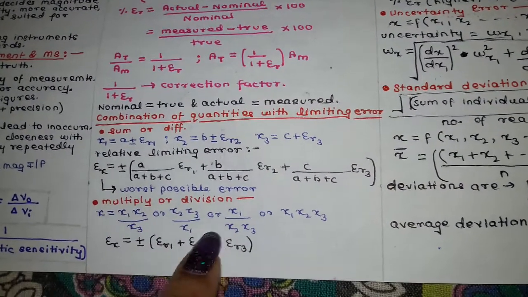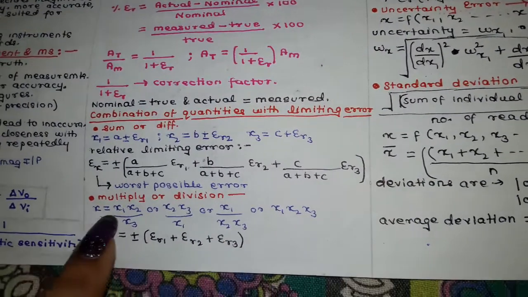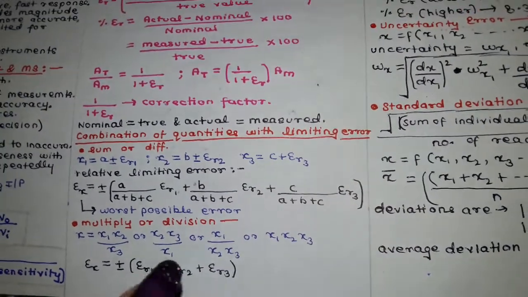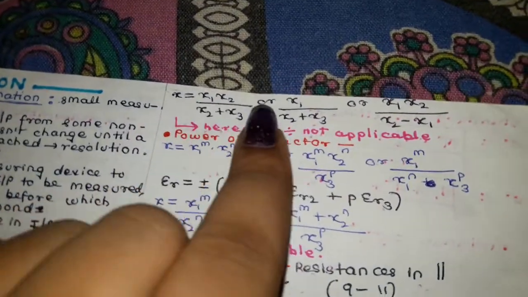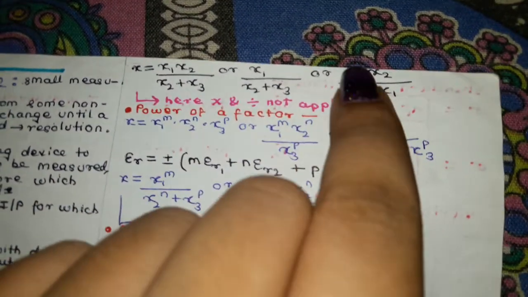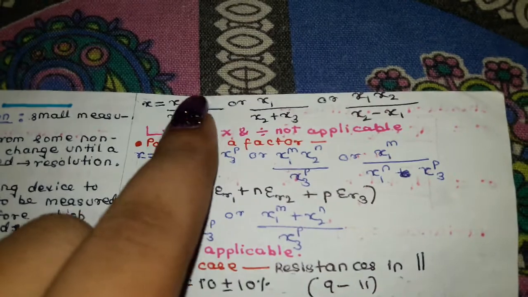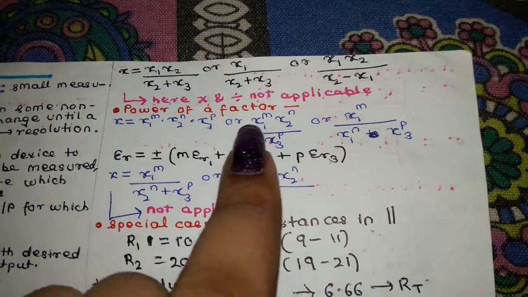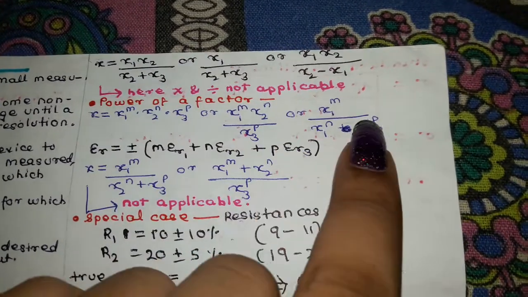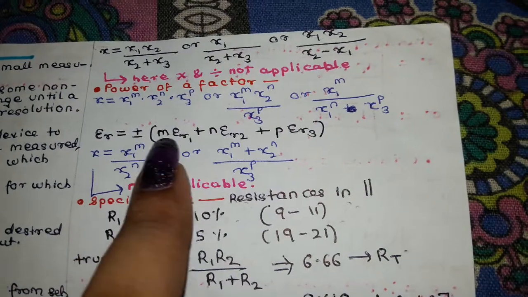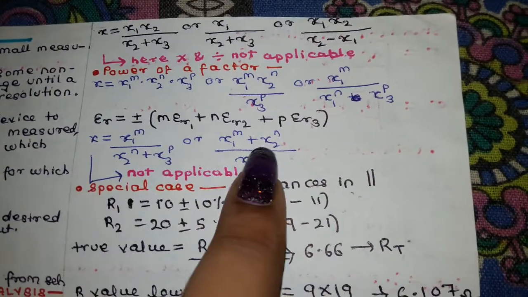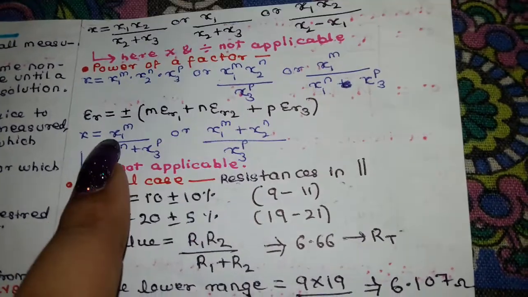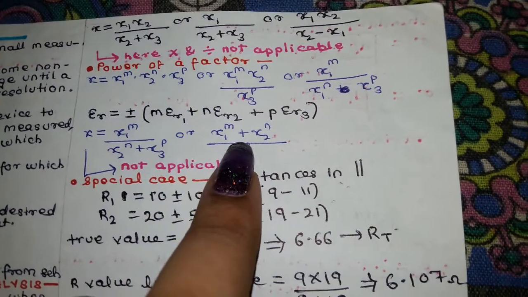Then, if you want to multiply, this should be the format. If this is the given format, you can multiply. Here the worst possible error is defined by this. But in case you are met with this particular format, then multiplication and division are not possible for this one. Then we have power of a factor in such fashion. This is your required data. Then we find the error, which is given by this. If you have data in this particular format, you cannot use the power of a factor method. For this too, these are formats where the power factor is not at all applicable.